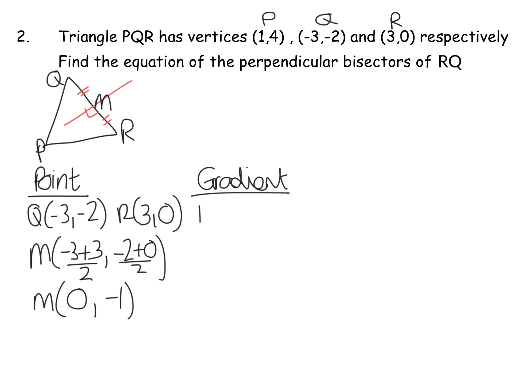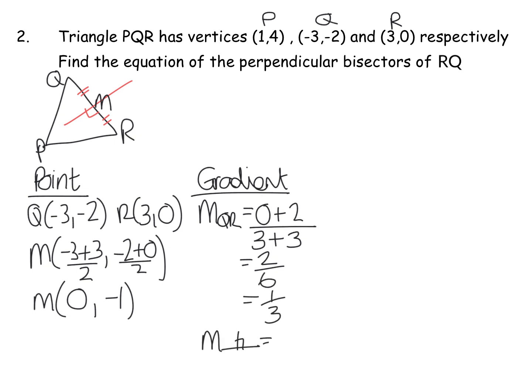So our gradient, we're going to find the gradient of QR, which will be 0 minus -2, so 0 plus 2, and 3 minus -3, so 3 plus 3, which gives us 2 over 6, or 1/3. And we want the perpendicular gradient to that. So we need to see what we need to multiply that by to make it -1, or flip it, gives you 3, change your sign, so -3. And as always, I'm just going to highlight what I'm using. I'm using this point, I'm using this gradient, and now I can go get my equation.